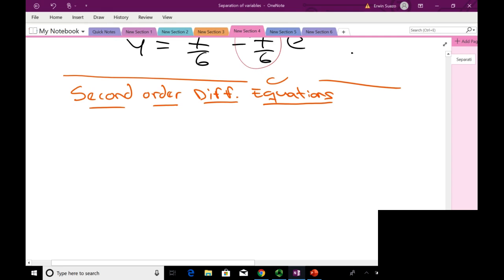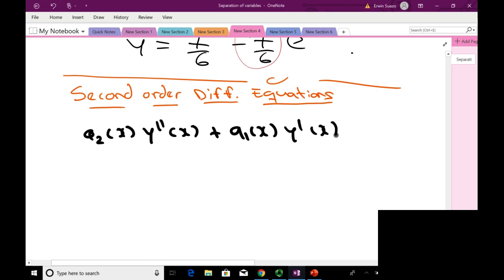So it's gonna be helping us to solve equations of the form a2(x) y''(x) + a1(x) y'(x) + a0(x) y = 0. Okay, so all that we're doing is going to prepare us to solve this kind of equation. Okay, the second order differential equation.